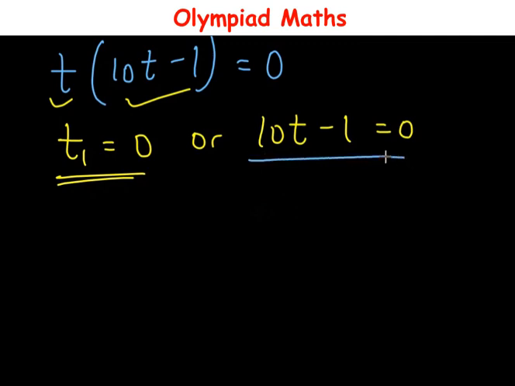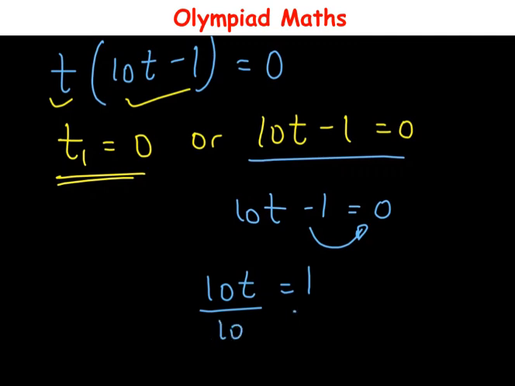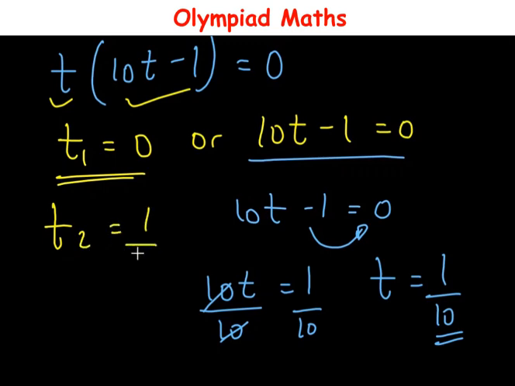Now from this other equation, that 10t minus 1 is equal to 0, move minus 1 over to this side. This becomes 10t is equal to plus 1. So then, to solve for t, divide both sides by 10 over 10. 10 cancels 10, the value of t is equal to 1 over 10. So with this, we have two values from here. t1 equals 0 and t2 is equal to 1 over 10. So with this, we have gotten two solutions for the first method.